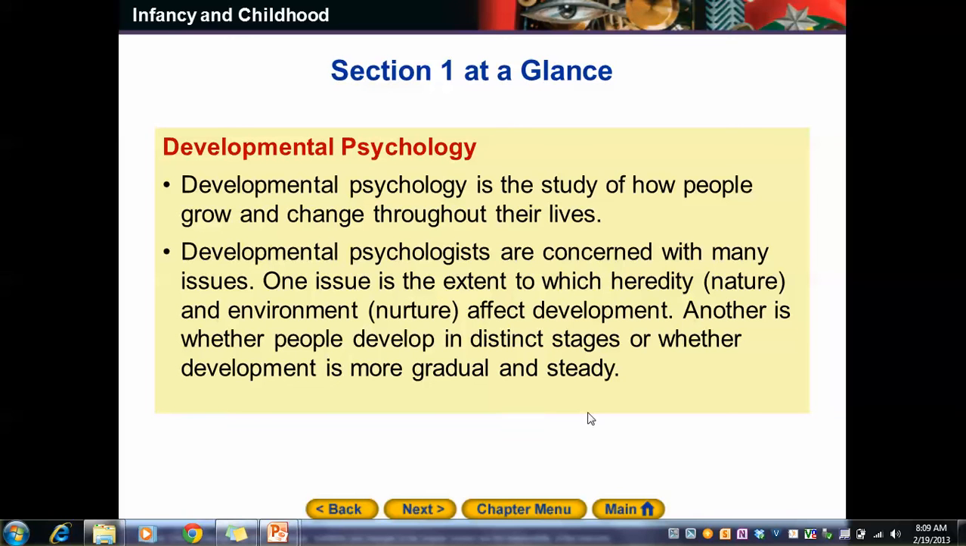Okay, guys, we are starting developmental psychology. This is our first video for developmental. So we're going to talk a little bit about what developmental psychology actually is, and then we're going to talk about development as a child, physical development of children.